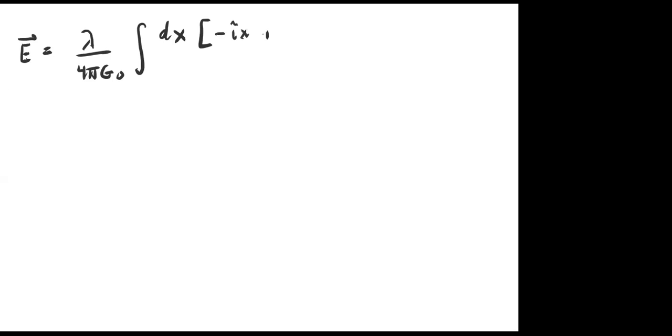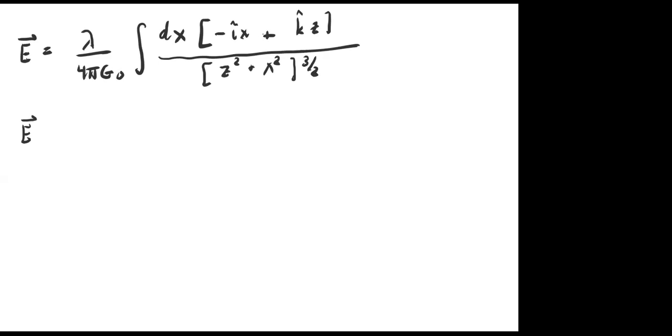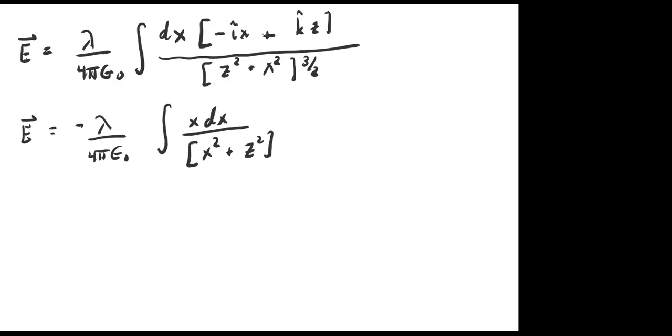X plus k hat z. And the denominator, remember, is r cubed. So I have to have in the denominator z squared plus x squared to the 3/2 power. So I have two integrals that I have to evaluate. The first one is going to have a minus sign. It's an integral over x. So it's really x dx of x squared plus z squared to the 3/2 power.